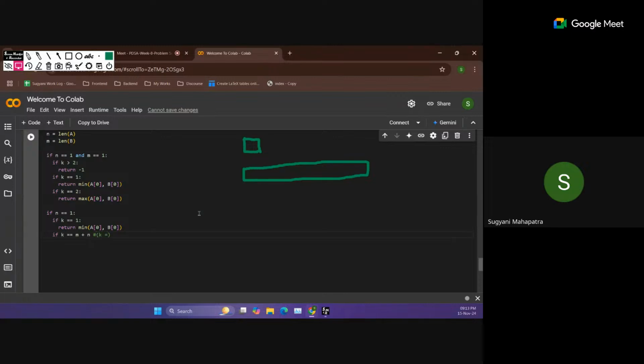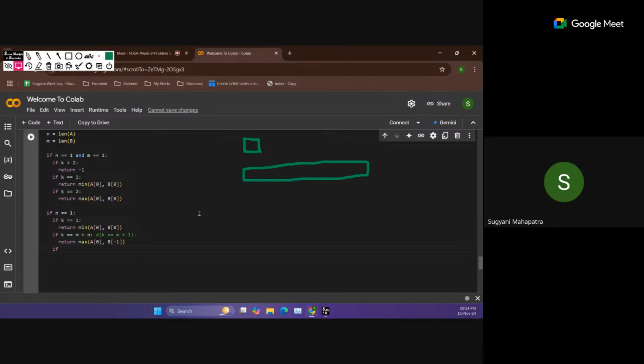Secondly, if k is equal to m plus n, or in other words, k is equal to m plus 1, since n is equal to 1, right? If this scenario arises, then what will happen? The maximum of A of 0 and B of minus 1. Exactly, the maximum of A of 0 and B of minus 1.